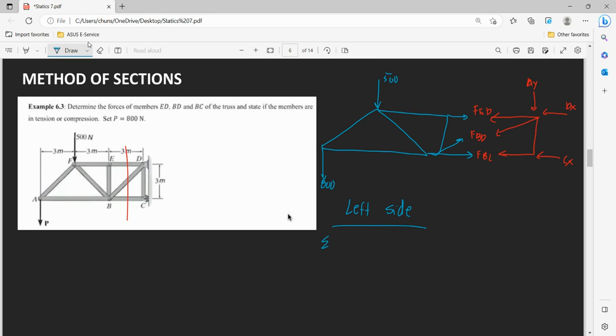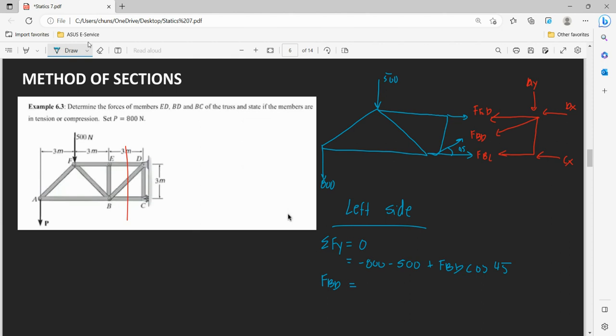Right, we have our downward forces. So this is our y direction forces. So this is negative 800 downwards, minus 500. So these are the external loads. And this is going to be plus FBD, and this is 45 degrees. This is FBD cos 45. Okay, and we can solve for FBD right here.